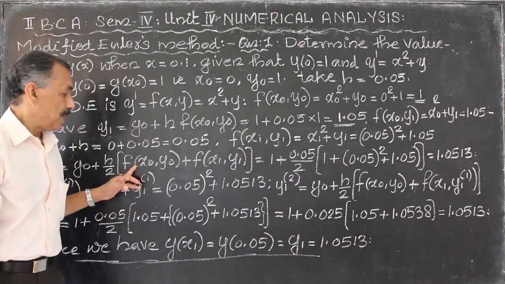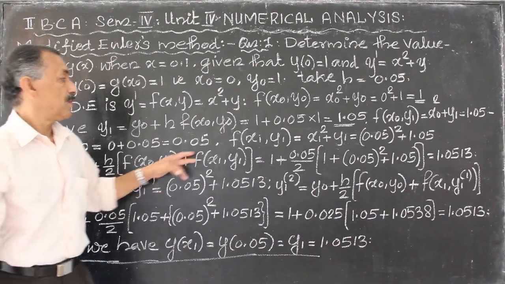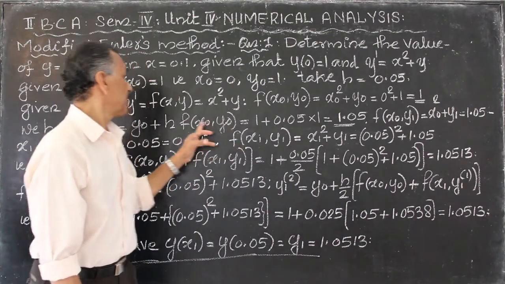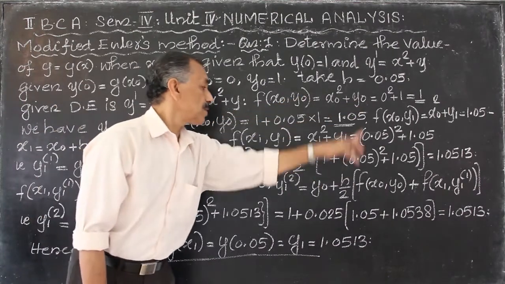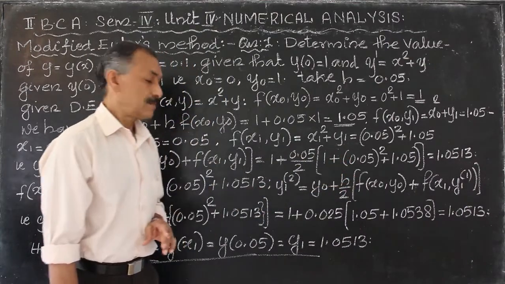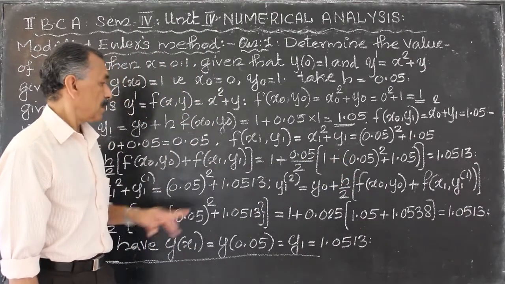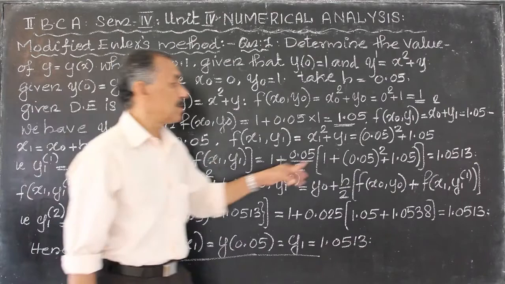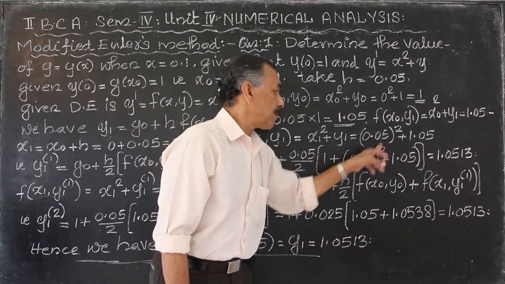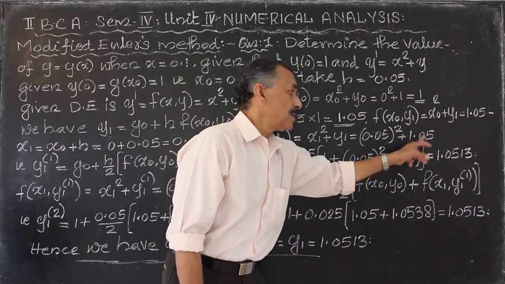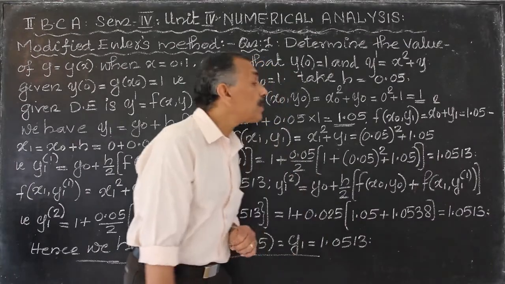What is f of x0 y0? We have f of x0 y0 is equal to 1 plus f of x1 y1. f of x1 y1 is 0.05 squared plus 1.05, which is equal to 1.051.